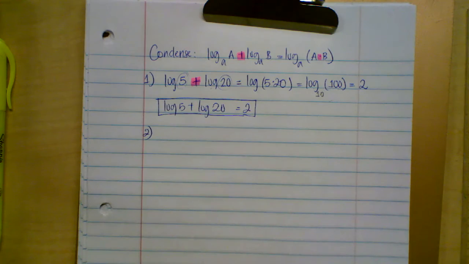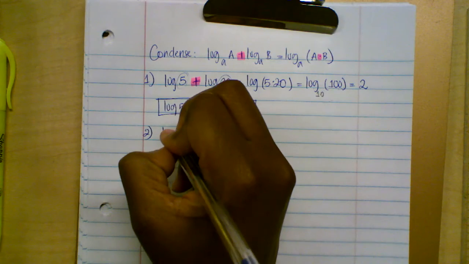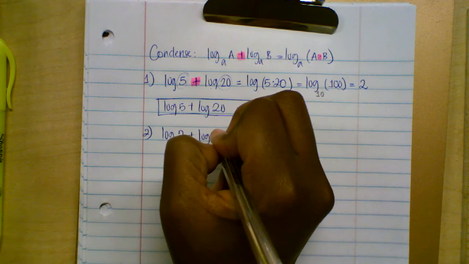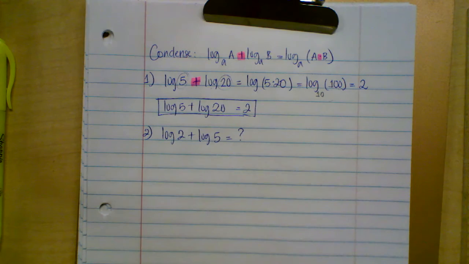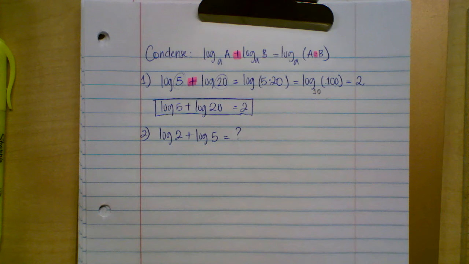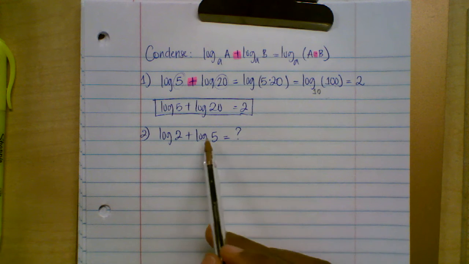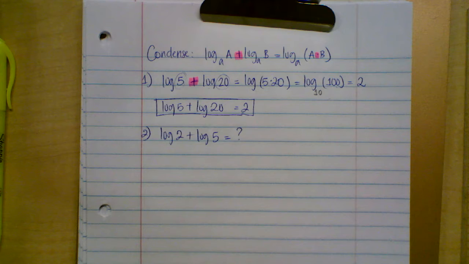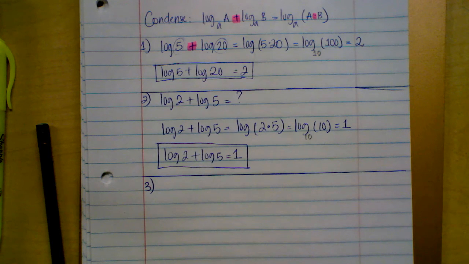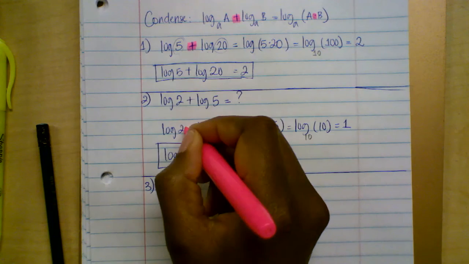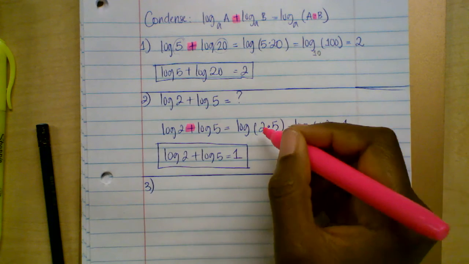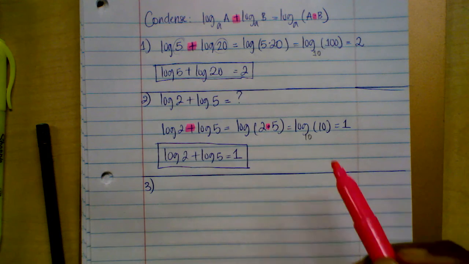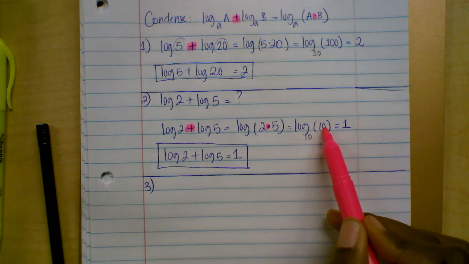So let's move on to another example. You have the common log of 2 plus the common log of 5 is equal to blank. So please pause the video and find out what single log these two logs equal. Again, you have the sum of two logs, so you rewrite it as a single log, and within the log you use multiplication. And here, 2 times 5 is 10.